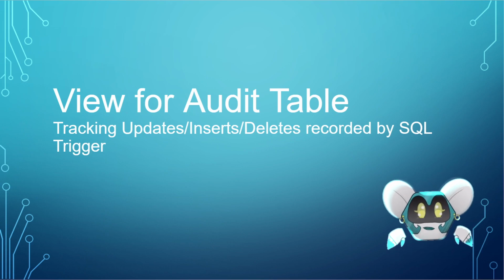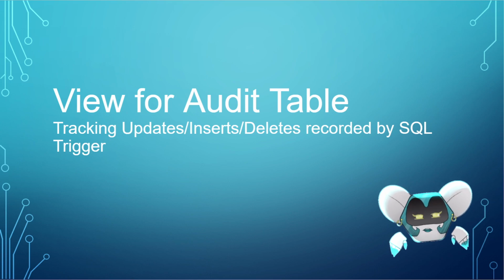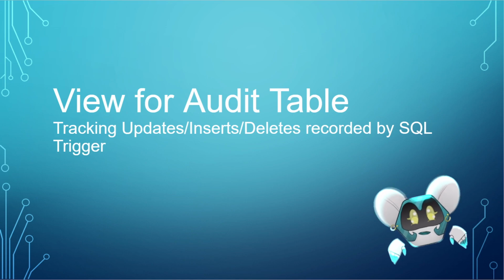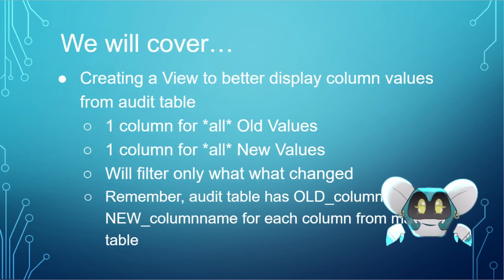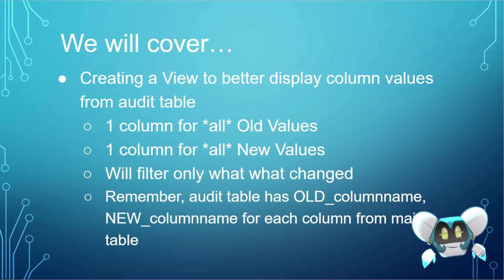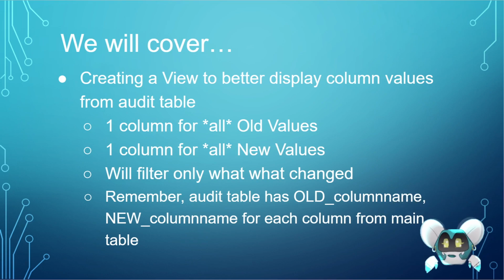Today's tutorial is going to be a part 2 from our last video where we created a trigger in SQL that tracked updates, inserts, and deletes to one of our tables. The information was saved within an audit table. And so the problem is if you have multiple columns, you might be scrolling a while going between all the old versus new values.